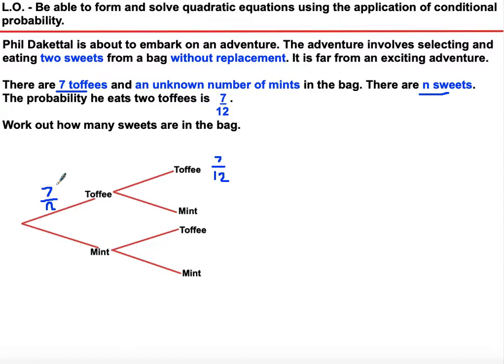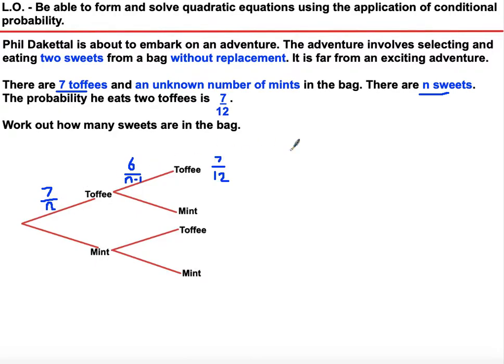Now if he's eaten a toffee, then there are only going to be 6 toffees left in the bag. If you had n sweets in the bag before one was eaten, there's now going to be n-1 sweets left in the bag. So now we have the probabilities, albeit algebraically.